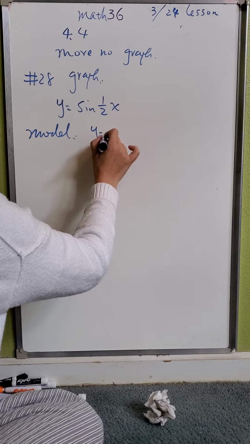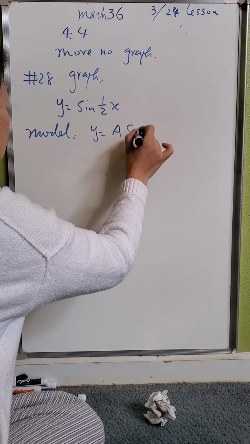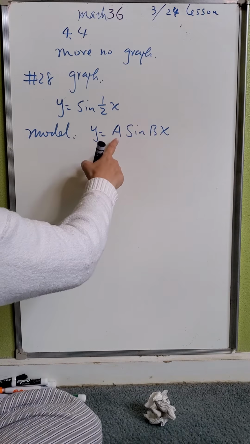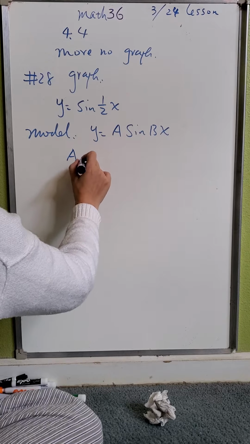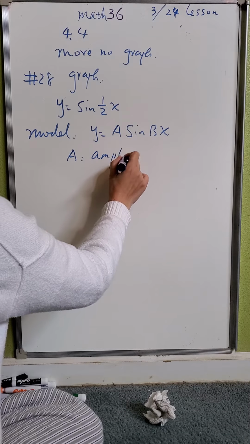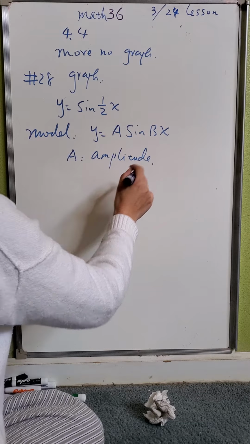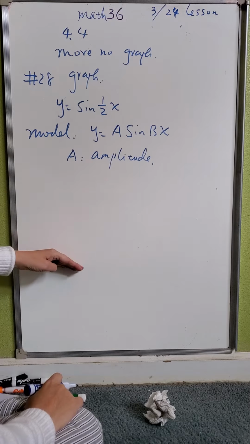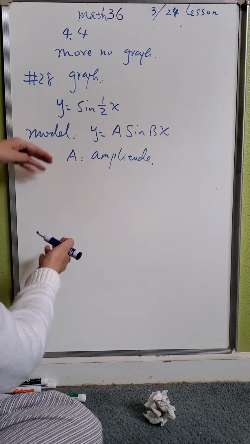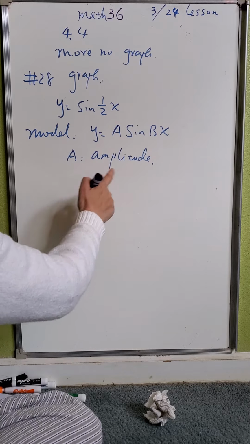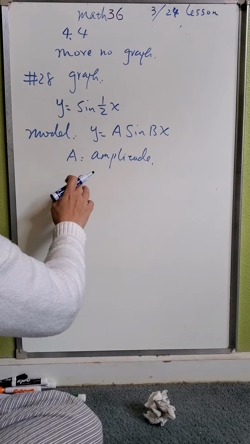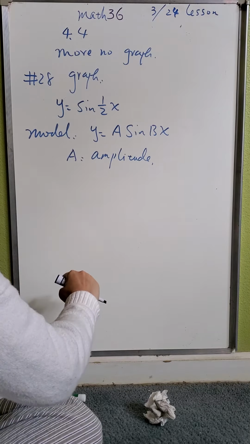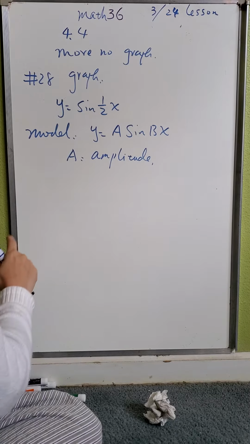This is the model y equals a sine bx. What does the a stand for? Your a stands for amplitude. It means how high your graph can go and how low you can go. You add them, or subtract them, and then divide the distance by 2. So that's the amplitude. From the middle point, count to the top of the graph, or count to the bottom of the graph, it has to be the same.